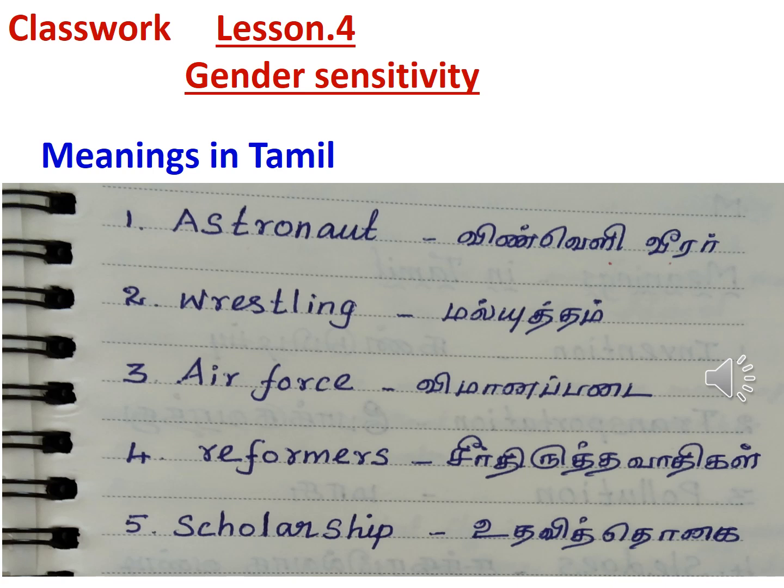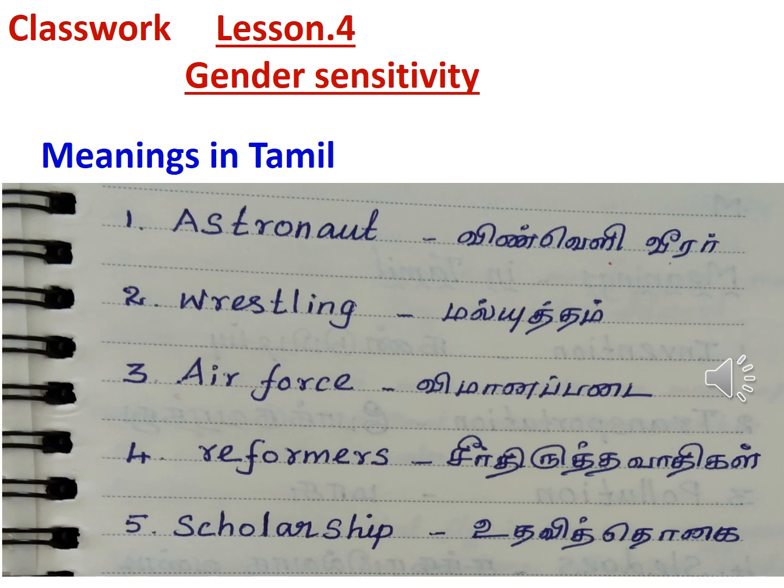Okay? Can you read children? Again one time. Astronauts, விண்வெளி வீரர். Wrestling, மல்யுத்தம். Air Force, விமானப்படை. Reformers, சீர்திருத்தவாதிகள். Scholarship, உதவித்தொகை. Can you read children? Okay, all of you read. Yes, very good.